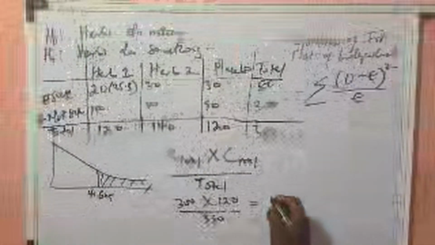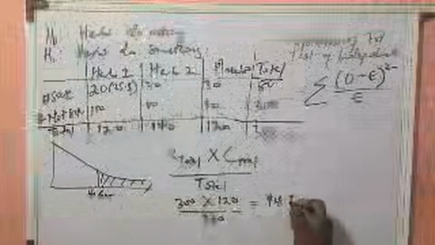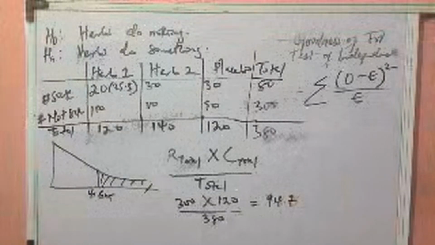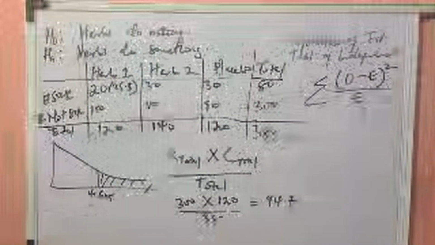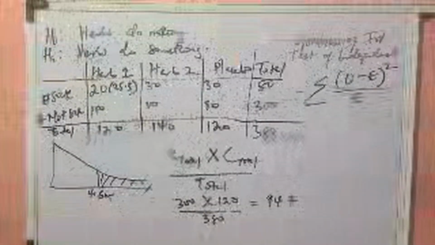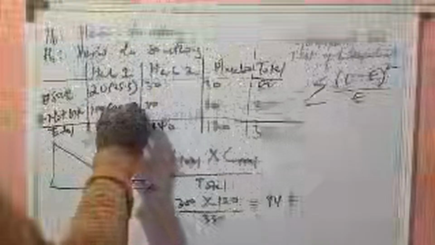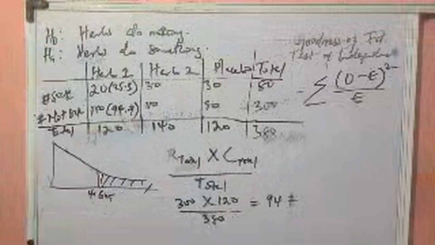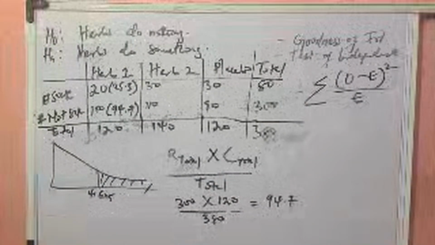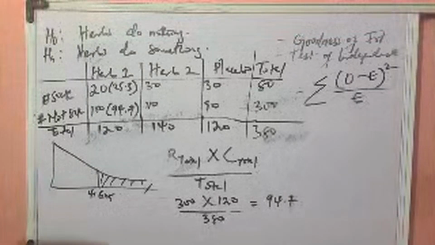I believe you should get 94.7. You can confirm that. Okay, so 94.7. Good. Now, you can go on without wasting time to find the rest.